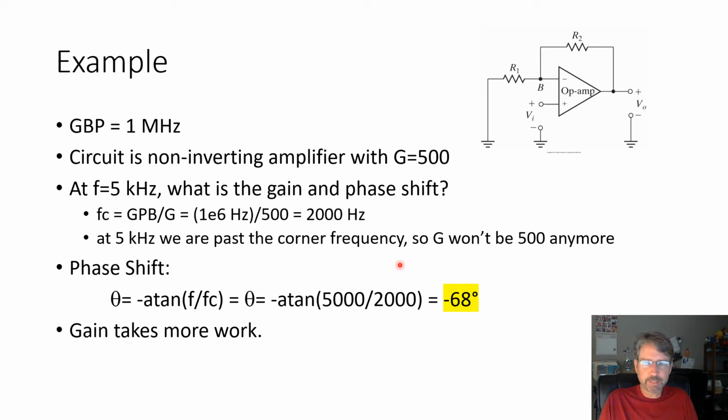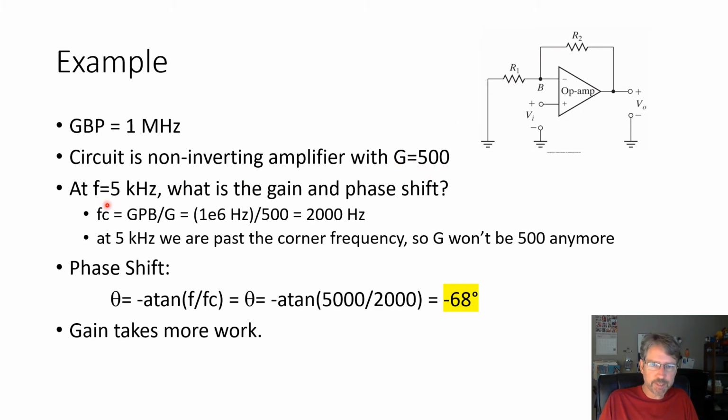So it's best to see it with some numbers. Here is our non-inverting op-amp, which is where all these equations are based on. We're using the 741 chip with the GBP of 1 megahertz. We're setting up the circuit to be the non-inverting amplifier with a gain of 500. So we picked R1 and R2 so that gain is 500.